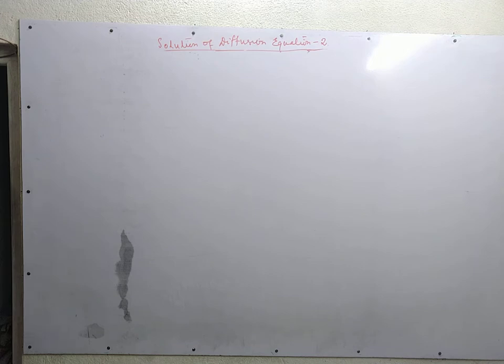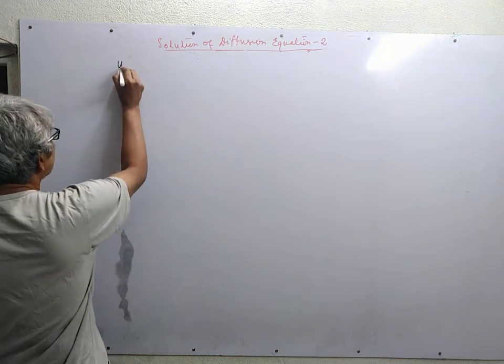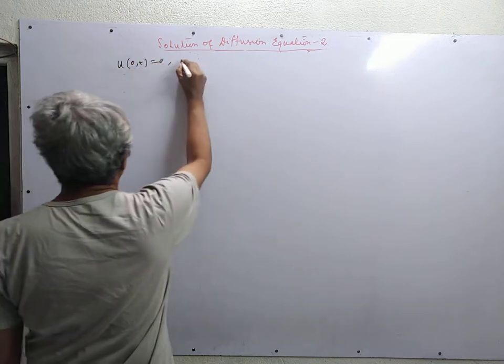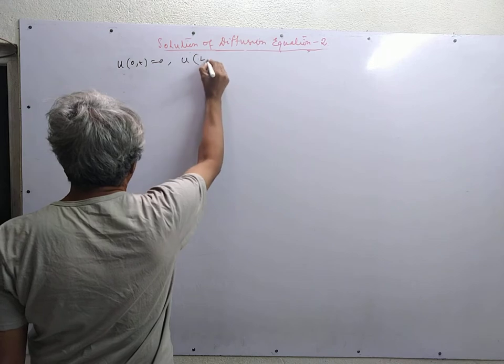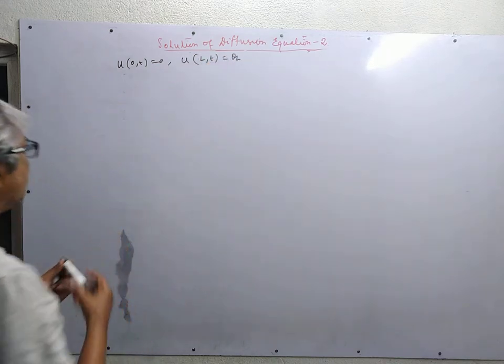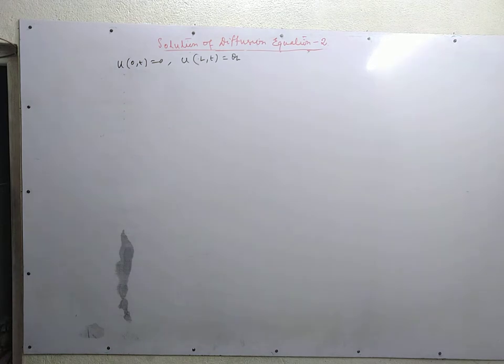The last case that we considered, boundary condition type 4 that we discussed, was that u at x = 0, t is 0, while u at L, t was theta L. That case we considered and solved the problem. Another way of treating this is as follows.